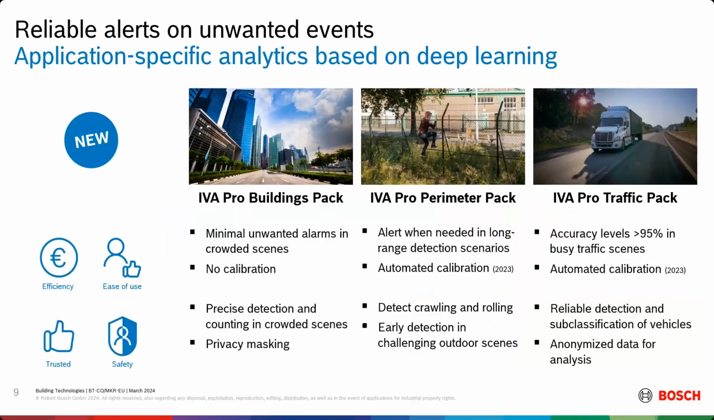So our loudspeaker is best combined, obviously, with the video portfolio that we have. In video, we have a few specific use cases where we have specific algorithm offerings which are tuned to the optimal behavior in such use cases. So one would be the Intelligent Video Analytics Pro Building Pack, one would be the Perimeter Pack, and one would be the Traffic Pack. Those are use cases where video is also offering best-in-class analytics, where our IP horn loudspeaker can be used in combination with our own portfolio.